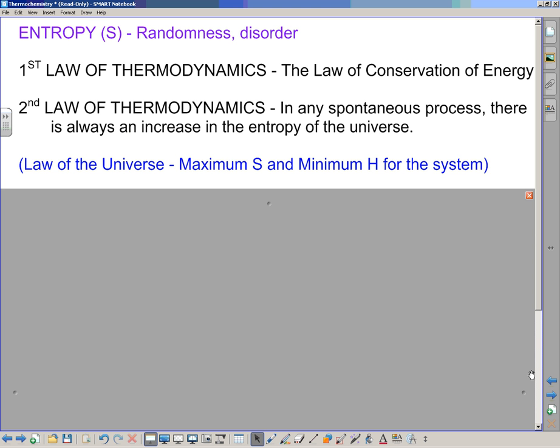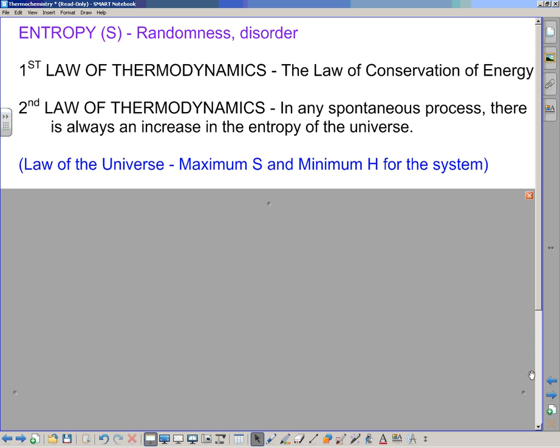The first law of thermodynamics we've kind of already talked about, the law of conservation of energy. Energy cannot be created nor can it be destroyed. So the net energy at the start of the chemical reaction has to equal the net energy at the end of the chemical reaction. Even if the reaction releases energy, if we could capture that energy and measure it, we should have a net equal amount on both sides. Yes? All right, good. The law of the universe. We want minimum H for a chemical reaction and maximum S. Okay, as little heat of reaction as possible and as much randomness or disorder. Questions?